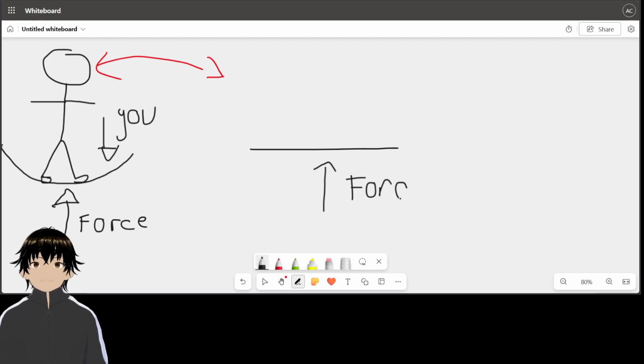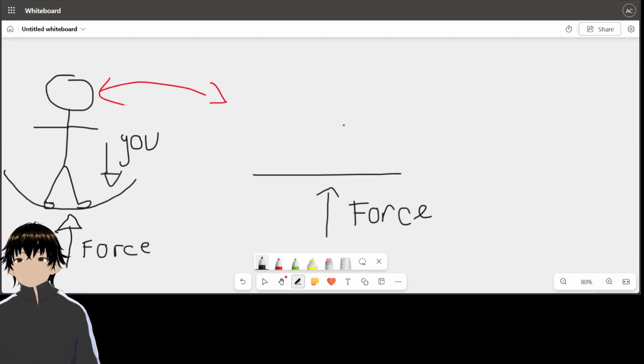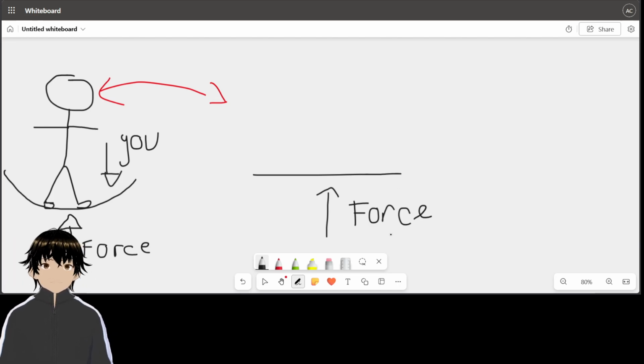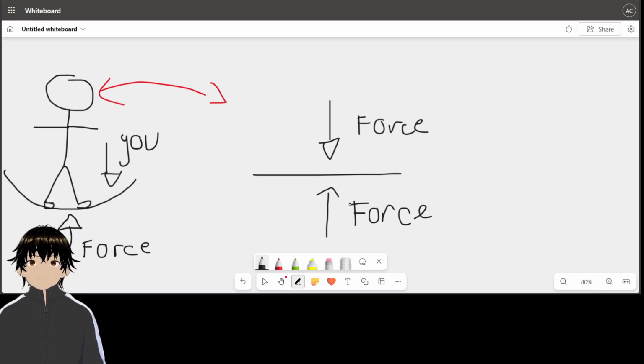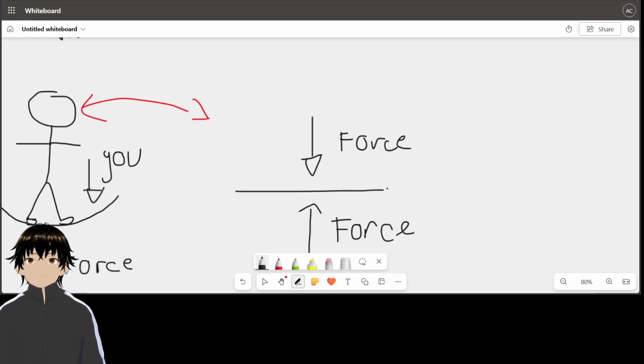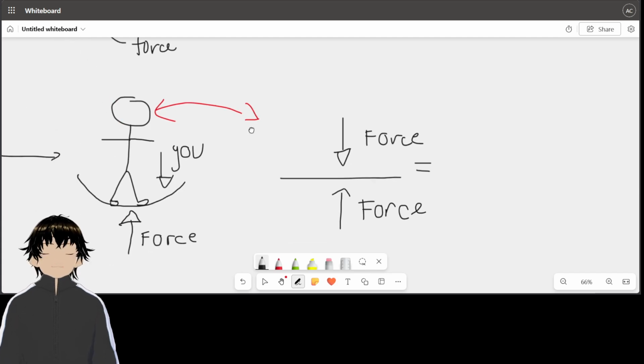Because the force of the bouncy castle, the floor of the bouncy castle, is equal to the amount of force that is on the top of the bouncy castle. So they're basically equal. From my own understanding, okay?